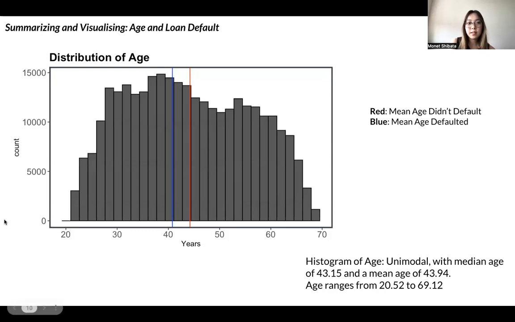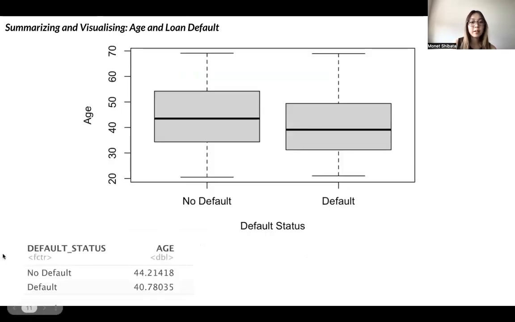To summarize the age variable, we looked at the distribution of age. And in this histogram, you can see the blue line shows the mean age for those who defaulted, and the red shows the mean age for those who did not. So you can see that the average age is greater for those who didn't default. And then looking at the box plot, you can see by splitting up those who did default and those who did not, it's not too surprising that the mean age for those in both the categories are like the overall average age of the population.